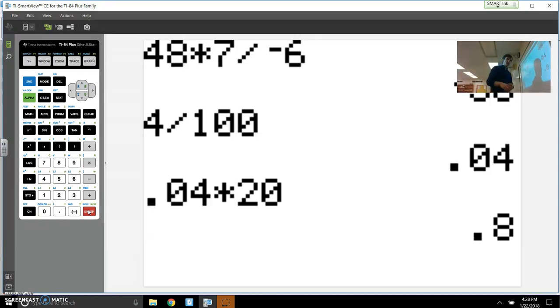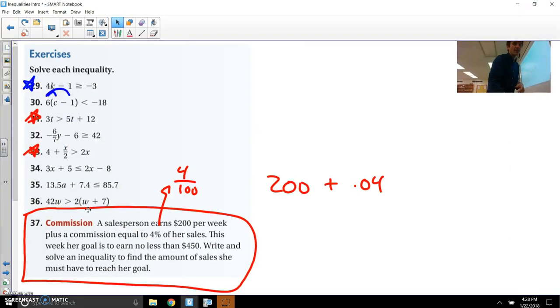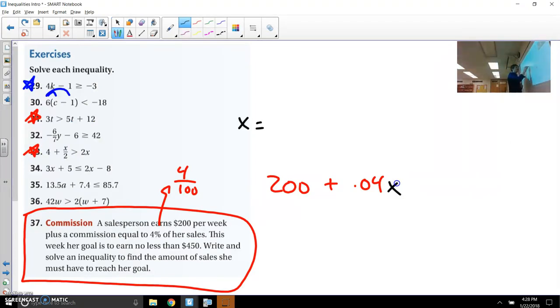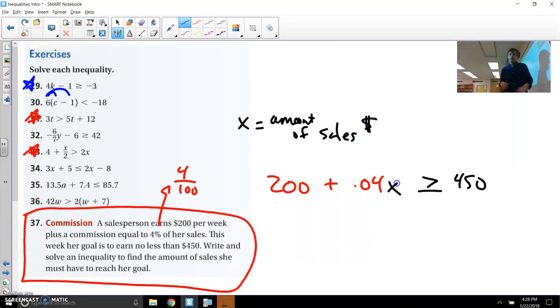So just to kind of walk through that, that's something you do a lot actually in real life, calculating percentages. So basically, I have $200 plus 4% of whatever my sales are. That's what x equals. x equals the amount of sales in dollars, of course. And of course, I'm wanting to exceed my goal or at least make 450. So I want to make greater than or equal to 450. Okay? At least 450. I need really more than that. No less than that. So here's our inequality.